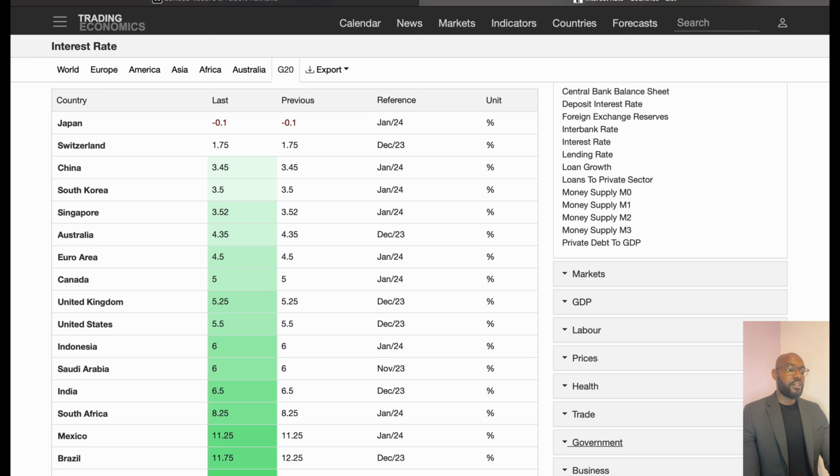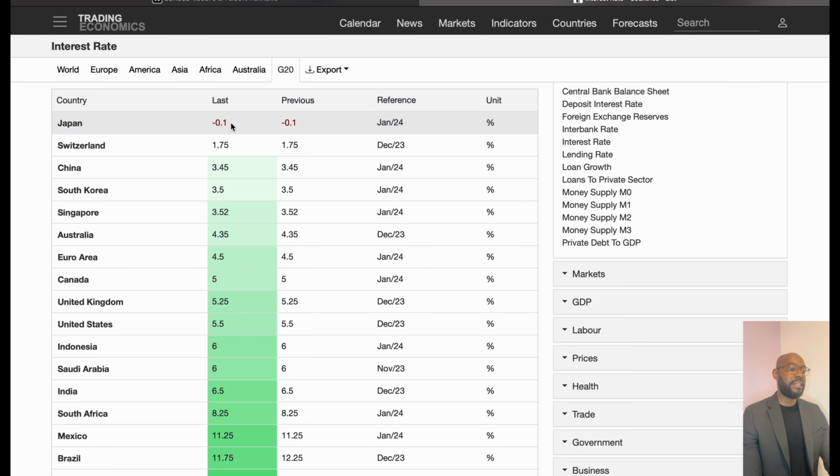In this video, we're going to talk about the fundamentals that affect price. One of them is interest rates, right? If you look right here, this is what I use to check the interest rates in the marketplace. Let's say, for example, I'm trading something like the Japanese yen against the pound.